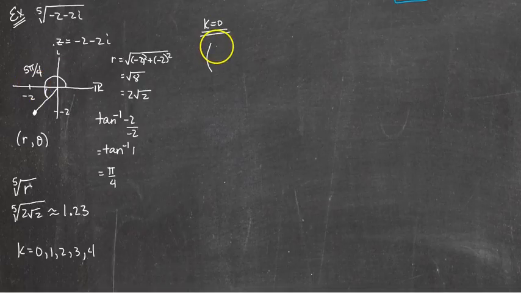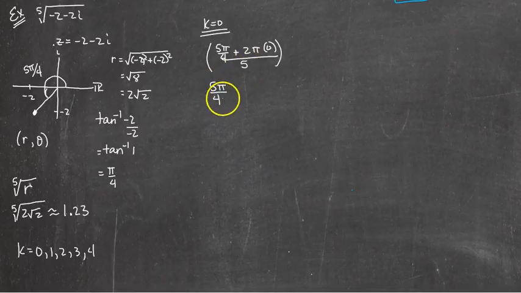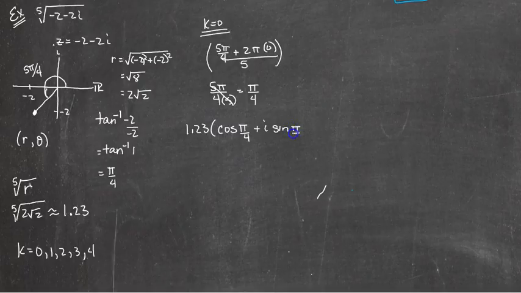So our angle is 5 pi over 4 plus 2 pi times k, which is 0 in this case, over my root, which is 5. So that's 5 pi over 4 divided by 5. So I end up with pi over 4 as the angle I want to work with. So now I can put it back into my formula. I have my fifth root of r, which is 1.23, times the cosine of pi over 4 plus i times the sine of pi over 4.